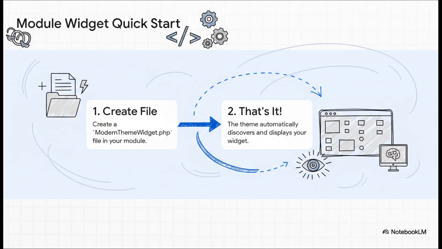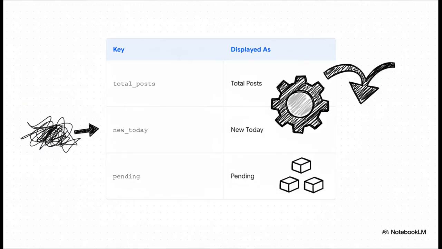It's just brilliant. And here's another really thoughtful touch for developers. The theme is smart. Let's say in your code you have an array key called total_posts with an underscore. The theme automatically cleans that up and displays it as a nice clean label, total posts. It seems like a small thing, but trust me, it saves a ton of time and keeps the whole dashboard looking consistent.